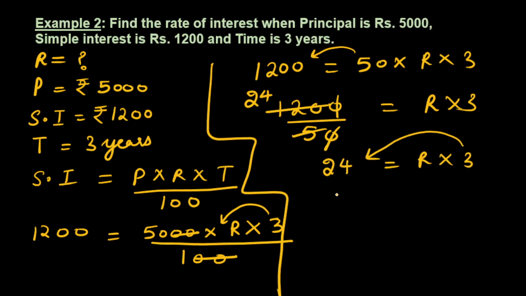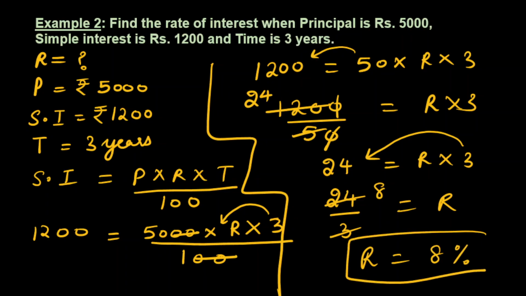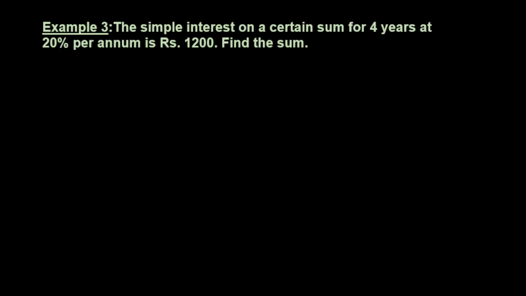Let's shift 3 also to the other side. When we shift 3 to the other side, here it's getting multiplied, so when we shift it to the other side, it will get divided. So 3 into 8. So we'll get R's value is equal to 8%, because R is always in percentage. So R is equal to 8%. Let's do one more example.